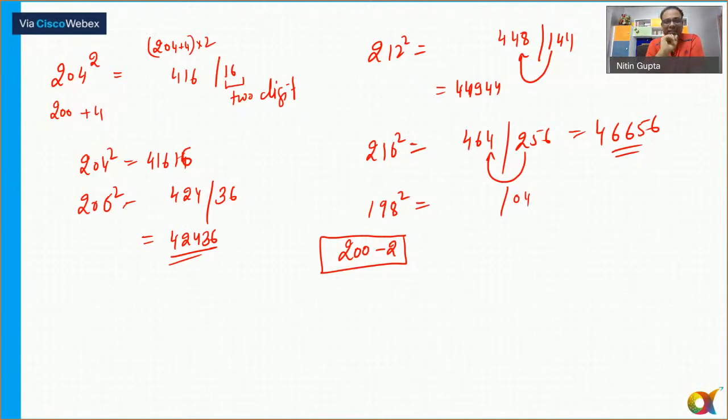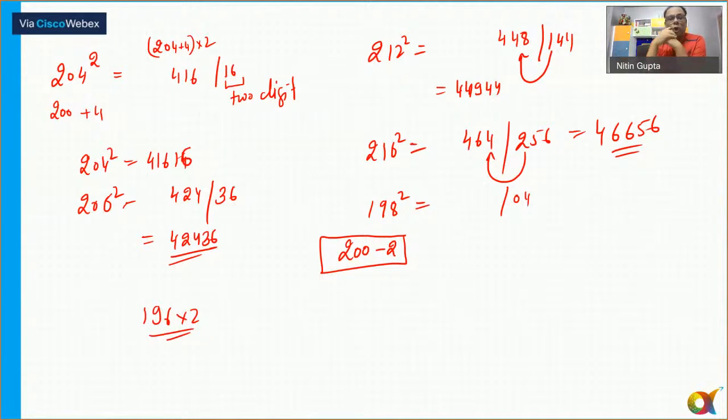198 minus 2 is 196. Okay, so 198 minus 2 is equal to 196, and 196 into 2. So what is 196 into 2? Now, how to do all these calculations orally and quickly? Okay, so how can we do it orally?